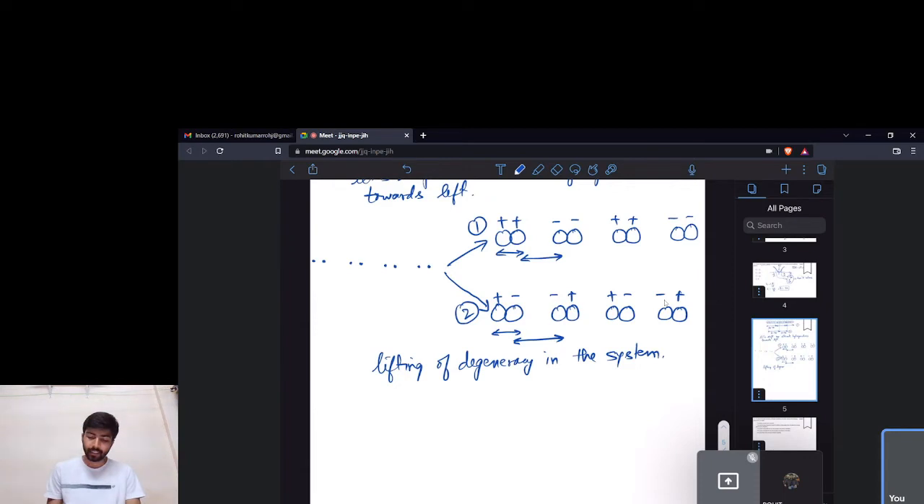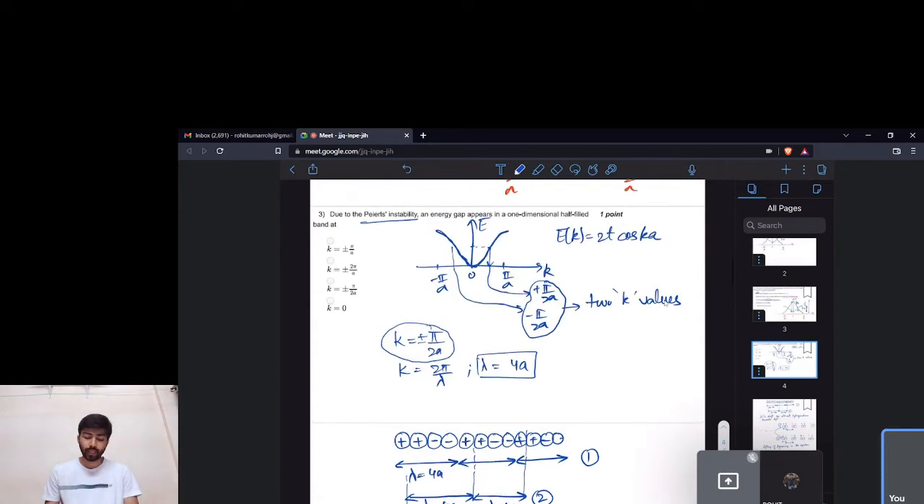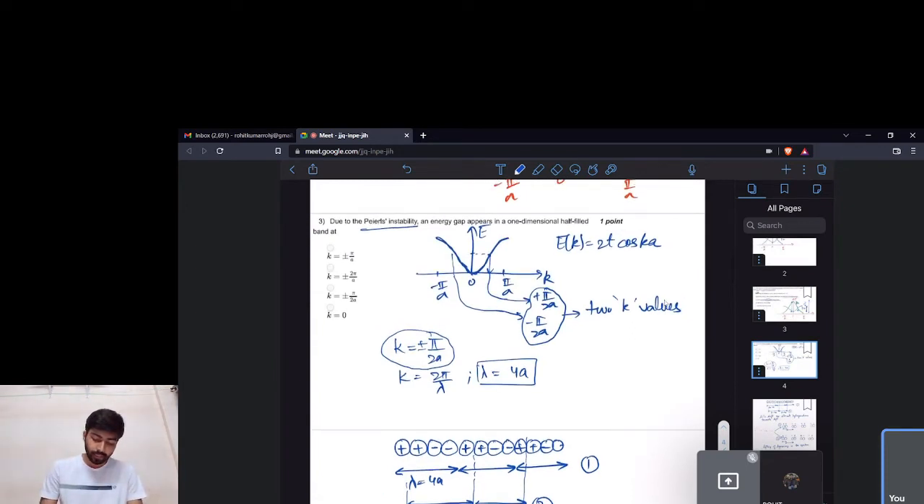And this degeneracy occurs at k equal to plus or minus pi by 2a, because the bands were half filled. So the correct option would be k equal to plus or minus pi by 2a.